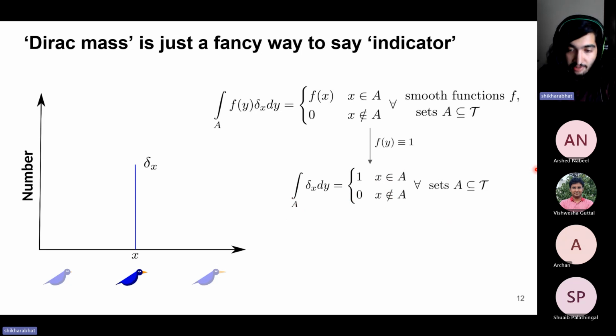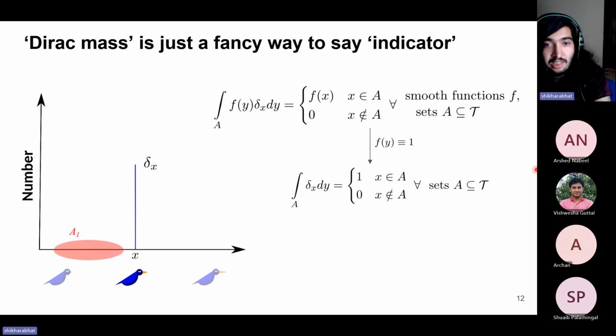So if I look at regions of trait space and I pick some region, let's say I look at birds with beak length between 0 and half. If my focal bird does not lie in this set, I will get 0 if I integrate over the set.